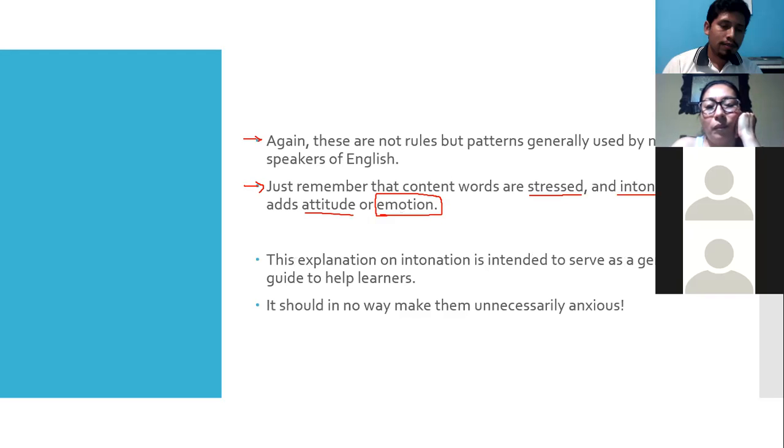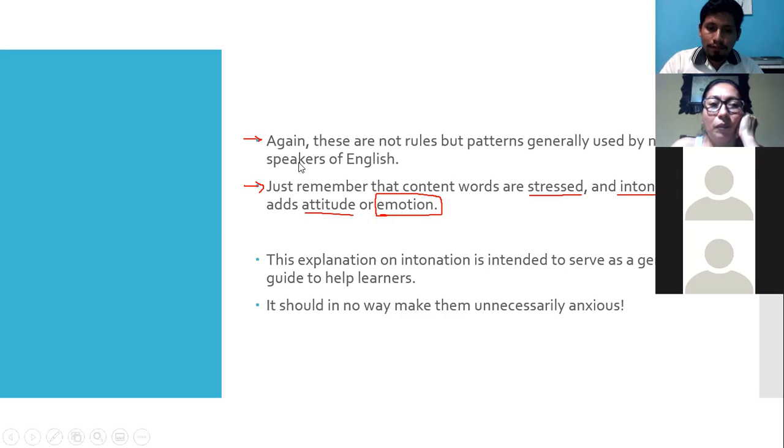Just remember that content words are stressed and intonation adds attitude or emotion. There is a difference between stress and intonation. Those are two different things. They are linked, but they are different. Stress is how we pronounce words, the pronunciation of words. And intonation is how we say things, how we transmit things.